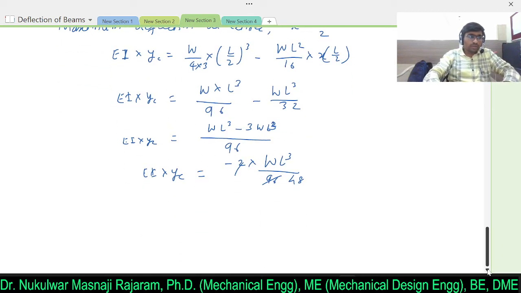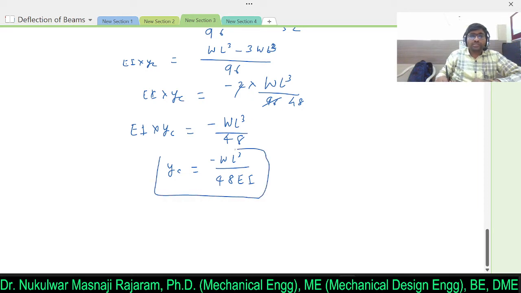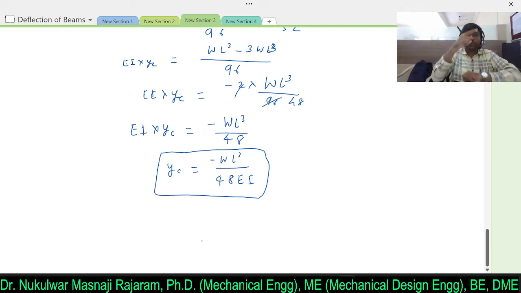Simple. Now equation will become EI into YC equal to minus WL cube divided by 48. And if I want deflection at the center, then I will transfer this EI in that direction, 48 EI. Simple. So this is the maximum deflection that occurs in a simply supported beam when there is a point load at the center. Now you may observe over here the sign is negative.